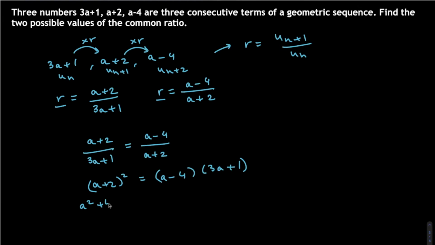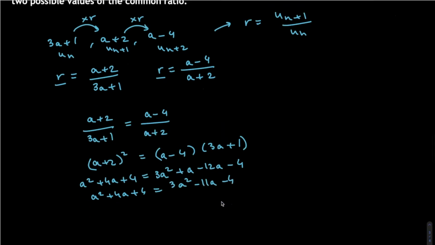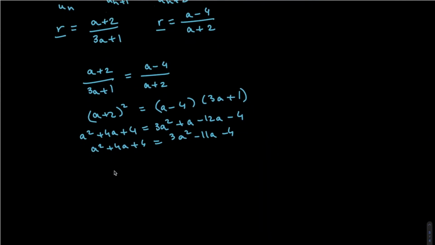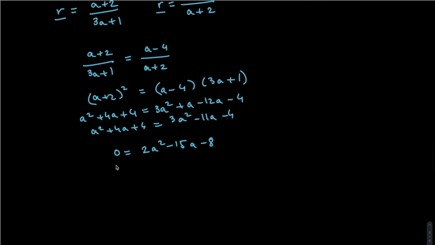So we get a squared plus 4a plus 4 on the left, and on the right, 3a squared, we get a minus 12a minus 4. Let's simplify this a bit more on the right hand side. Then I'll bring all the like terms together. So we get 3a squared minus 11a minus 4. Okay, now if I take everything on the left hand side, I'm left with 2a squared minus 15a minus 8. Okay, now I'm just going to solve this.